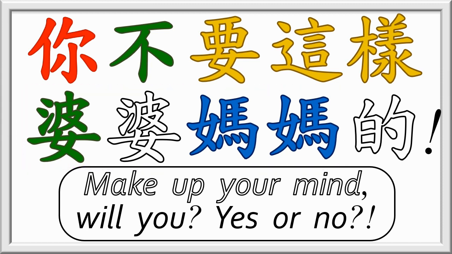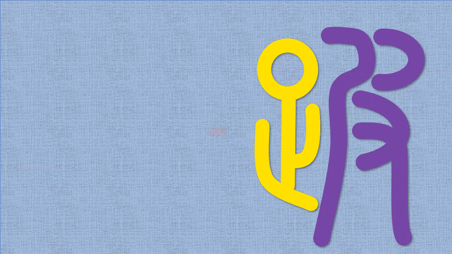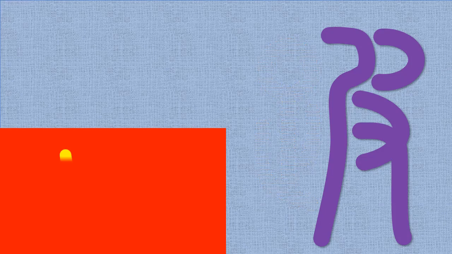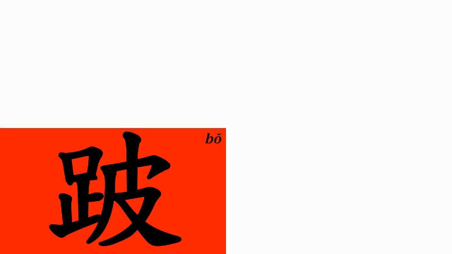Yes or no? Today's fourth character replaces the water radical of 坡 with the foot and leg 足 radical to indicate a person walking with an up and down, wave-like movement, or limping. It's pronounced third tone, 跛, and means to be lame or crippled.